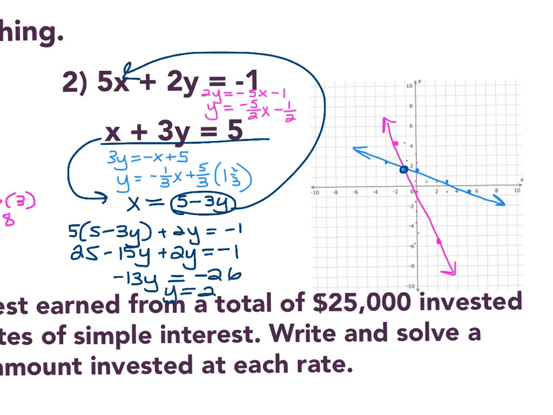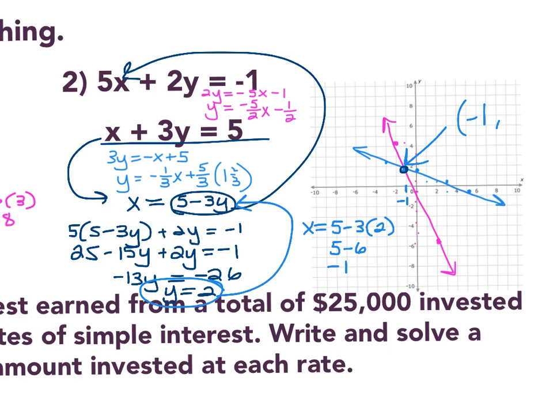So that looks about right. That is right there at 2. And then I would take this and plug it back into what I solved for x. x equals 5 minus 3 times 2, 5 minus 6, which is negative 1. Which, again, looks like that's about where we were at. So this point, which we just confirmed, was negative 1, 2.